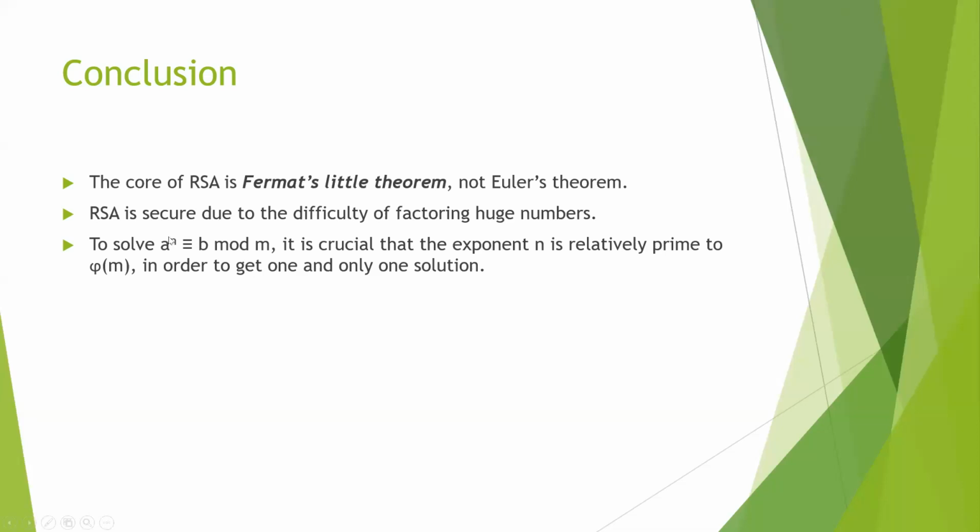And finally, we saw that the encryption and decryption functions are both of the form a^n ≡ b mod m, and you need to solve that equation. For that, it is crucial that n is relatively prime to φ(m), because if it is not, sometimes you'll get more than one solution, and sometimes you'll get absolutely no solutions at all.